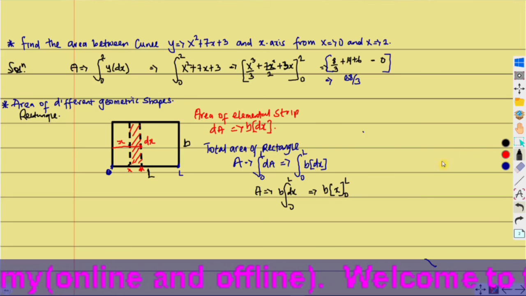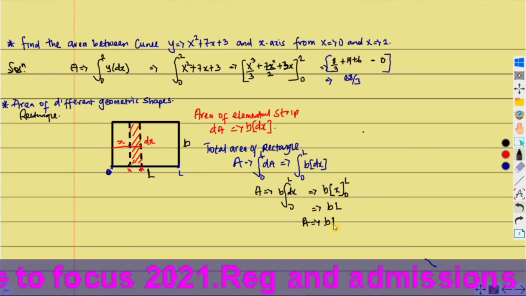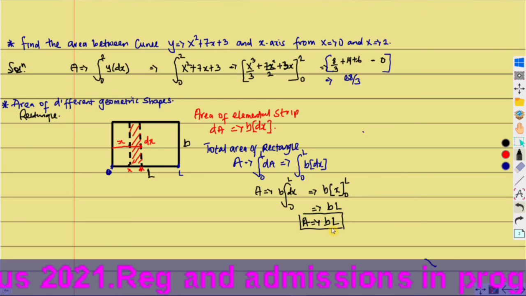Now finishing this, dear student, integrating this, we have b, as you can see. When x is 0, it will be 0. And when x is L, I hope students understand that it will be L. So you have b times L. Everybody knows that the area of a rectangle is always breadth times length, or length times breadth. And that is how we come about it. You can also take another one, but I think because of time, we can stop here.